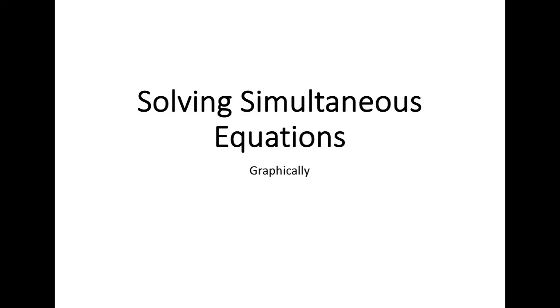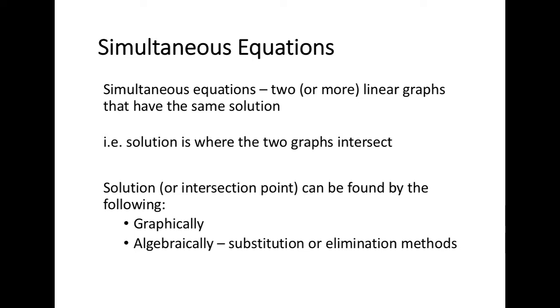This video is going to have a look at solving simultaneous equations by using a graph. Simultaneous equations are two or more linear lines that have the same solution. That means all the lines are going to have the same x and y value at the point of intersection, and it's that point of intersection that we are trying to find when we are looking to solve simultaneous equations.